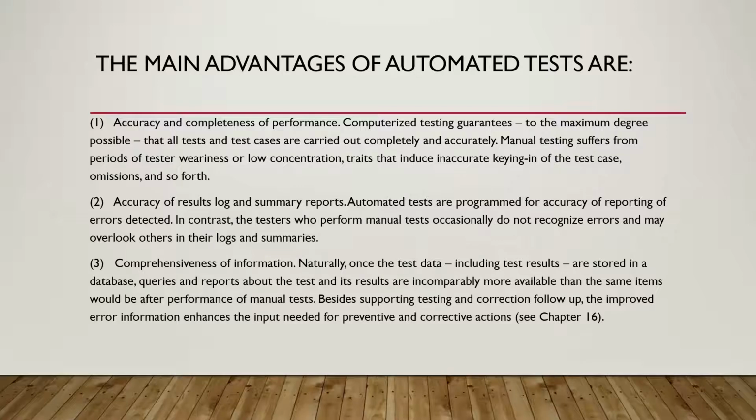Number two, precise accuracy of results and no lag in summary reports. Automated tests are programmed for accuracy of reporting of errors detected. Number three is comprehensiveness of information. Naturally, once the test data, including test results, are stored in a database, queries and reports about the test and its results are incomparably more available than the same items would be after performance of manual tests.